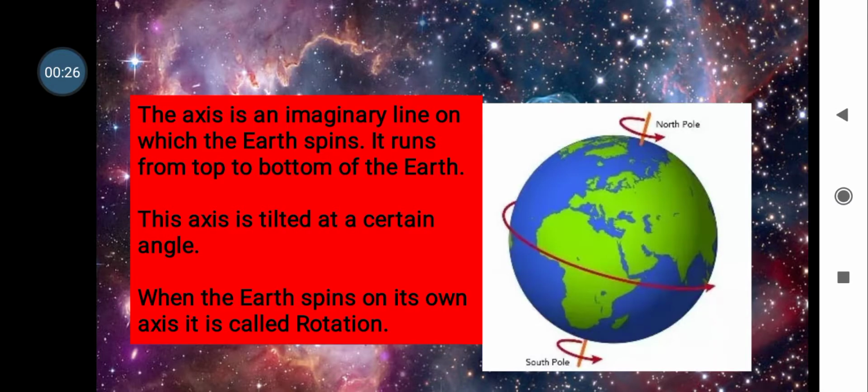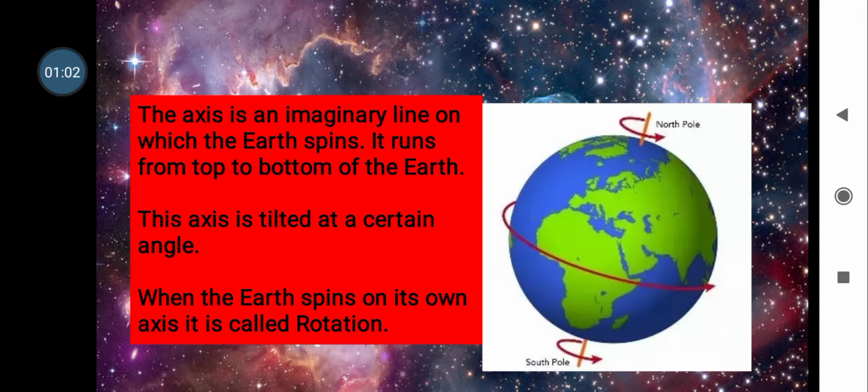On the right hand side, you can see the picture of the earth and a pole that sticks out of the earth. This is nothing but an imaginary line. Imaginary lines do not exist, they are not real. We just imagine that the earth has these lines so that we can get a better understanding of the shape of the earth and how it works. So, the axis is an imaginary line on which the earth spins. It runs from the top to bottom of the earth.